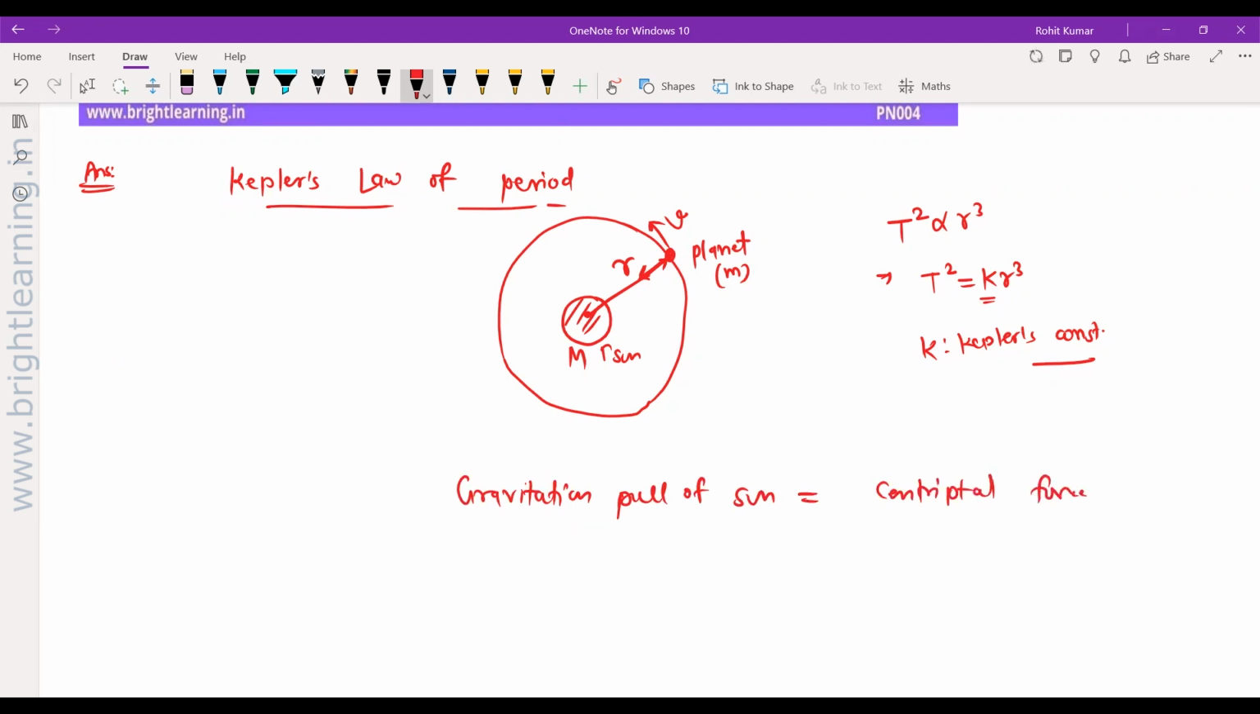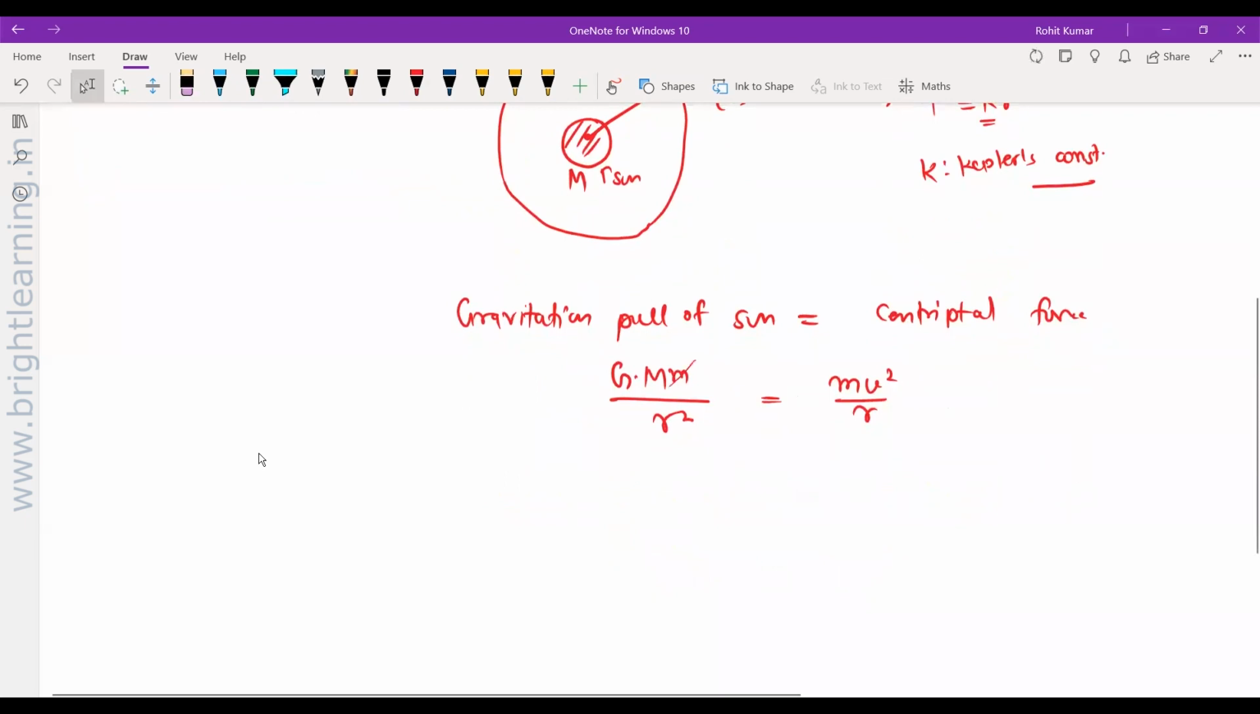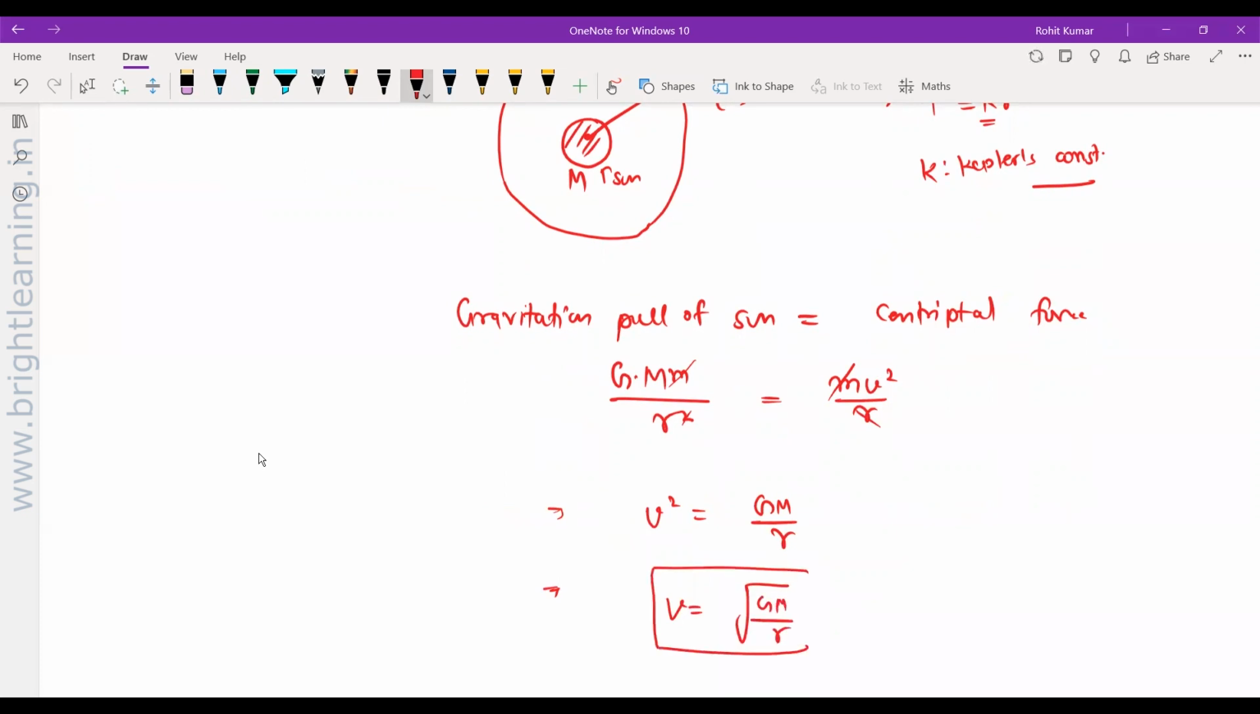So gravitational pull is nothing but G m1 m2 upon r square, and centripetal force is m v square upon r. We can cancel out this m, and one power of r will be reduced. So we will get the expression that v square should be equal to GM upon r. Okay. So we can say that velocity or speed of the planet should be root over GM by r.